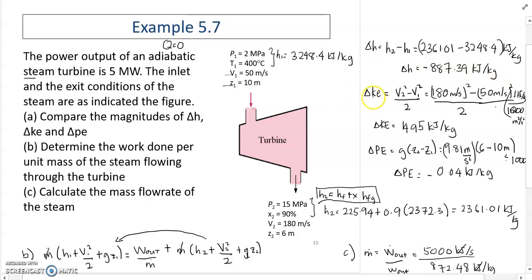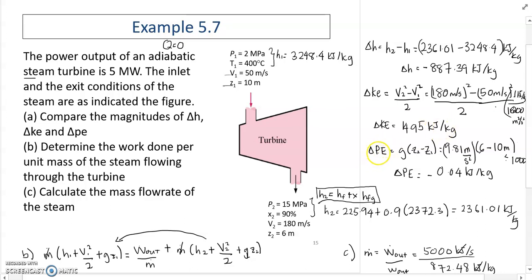Next, we want to calculate delta KE. The equation is V2 squared minus V1 squared over 2. The velocity is given, so just plug into this equation, but don't forget you need the answer in kilojoule per kg, so you have to divide by 1000. Plug in and you will get delta KE as 14.95 kilojoule per kg. Okay, settled.